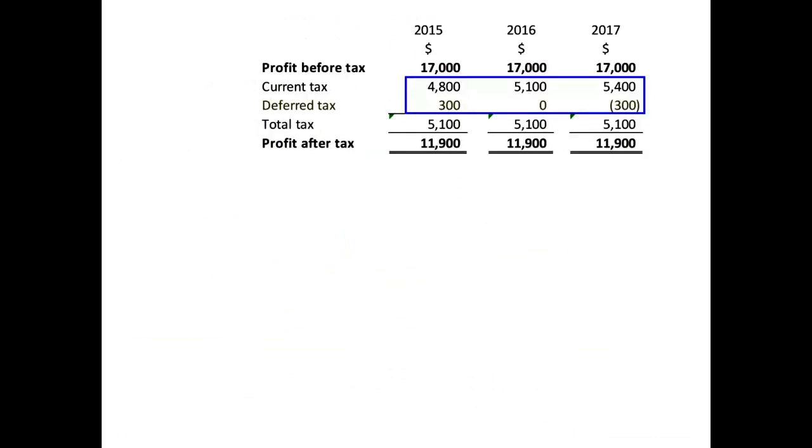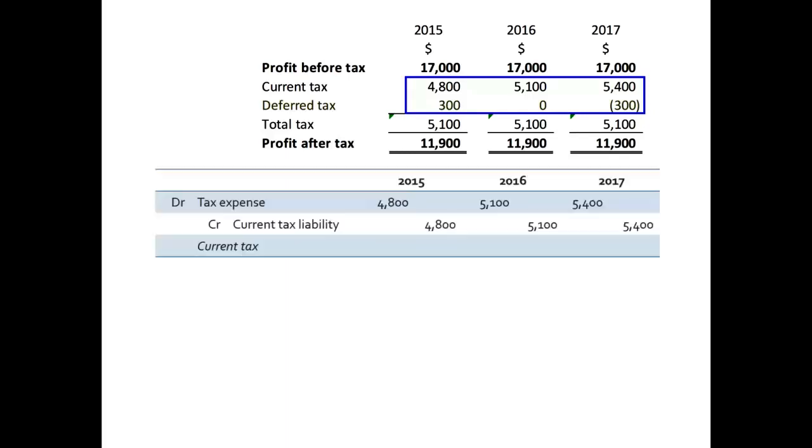Now what I'm going to do is show you the entry for current and deferred tax. Let's show the current tax. It's easy. For the current tax, all you have to do is, after you work out the taxable profit, multiply by the tax rate, and you have these three numbers. So you would then debit tax expenses 4,800 and credit current tax liability with the same amount. And you would do that for the years 2016 and 17 as well.